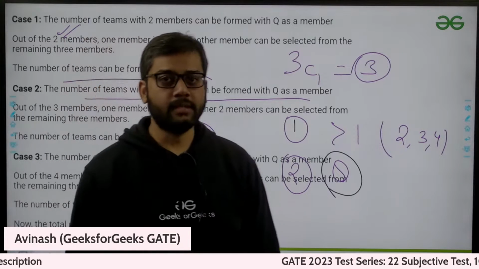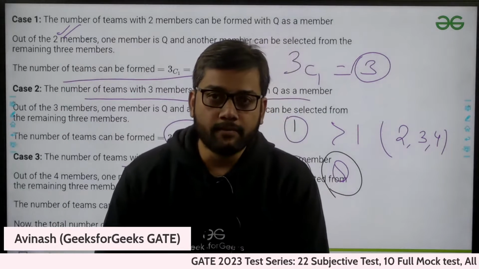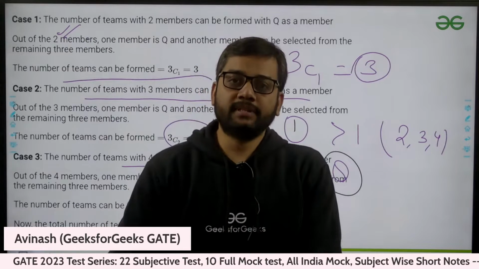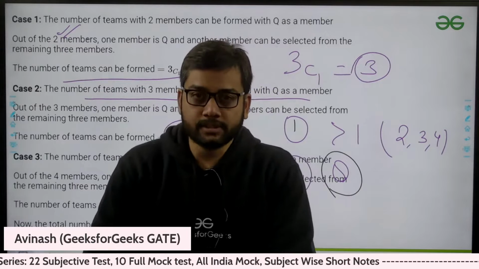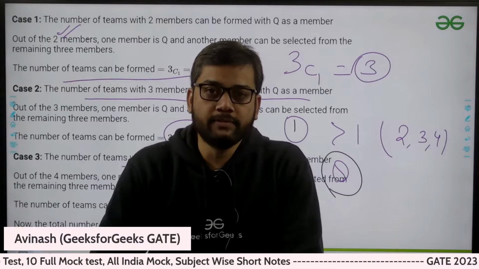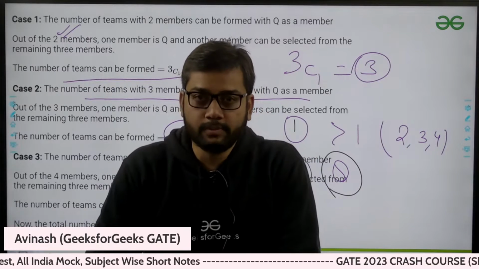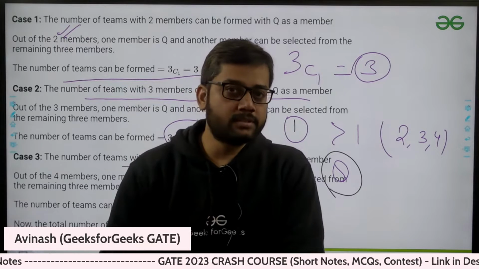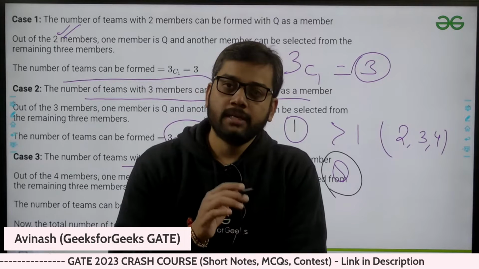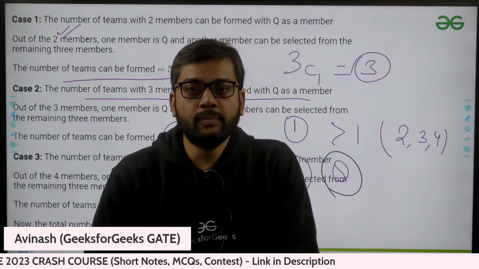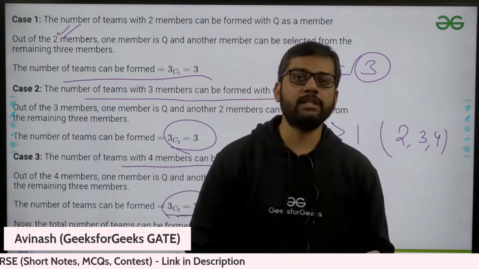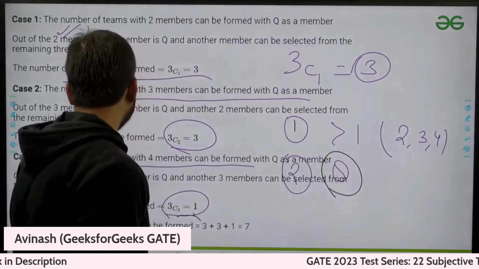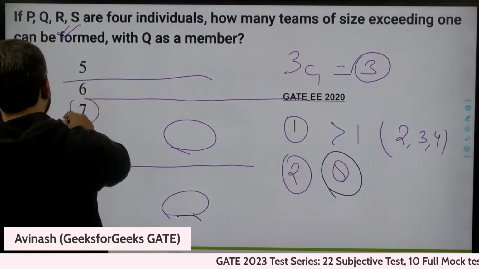The question is simple like this: 3C1, 3C2, 3C3. Once we have 2 people, then 3C1, and the value will be 3. Once we are considering 3 people, then the possibility will be 3C2, and again the value will be 3. And once we are following for the 4 people, then 1 person is constant, which is Q, so 3C3, and the value will be 1. So the final answer will be 3 plus 3 plus 1 is equal to 7. The final answer will be 7. This is our final answer.